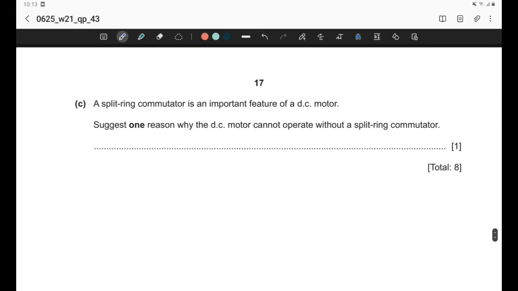Part C, a split ring commutator is an important feature of a DC motor. Suggest one reason why the DC motor cannot operate without a split ring commutator. So the reason is the coil does not continue to rotate in the same direction.